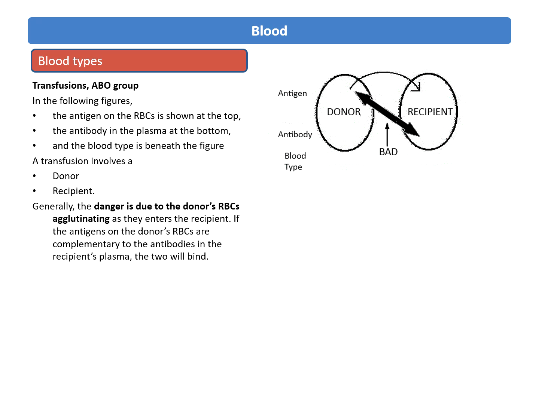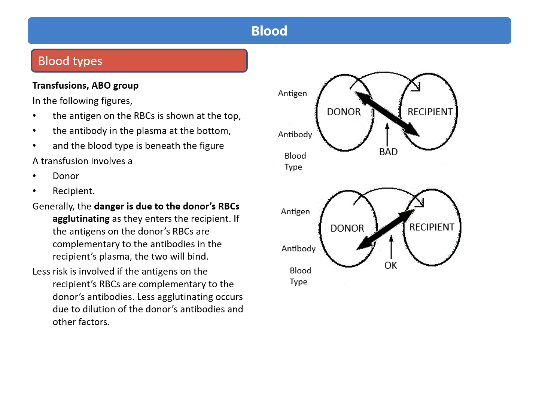If the antigens on the donor's red blood cells are complementary to the antibodies in the recipient's plasma, the two will bind. Less risk is involved if the antigens on the recipient's red blood cells are complementary to the donor's antibodies. There's less agglutination due to dilution of the donor's antibodies and various other factors.